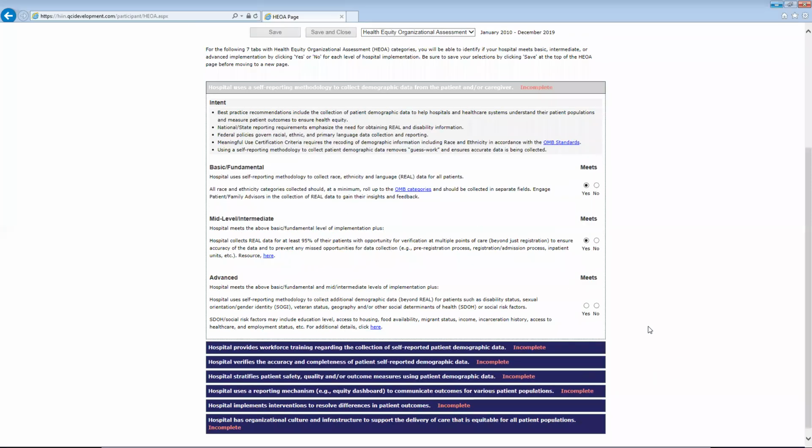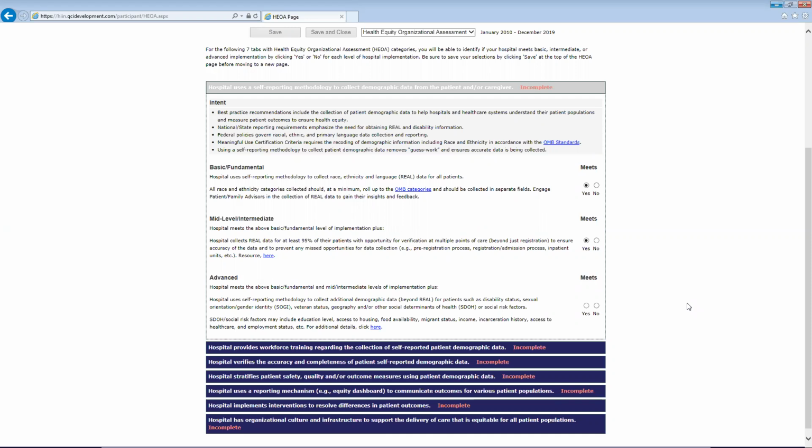And now we get to the advanced level. So you're meeting the prior levels, and now you're looking to see if in fact you use self-reporting methodology to collect additional demographic data. And those are the things we talked about. So you're going beyond the actual REaL data. So you're looking at disability, sexual orientation, and such.